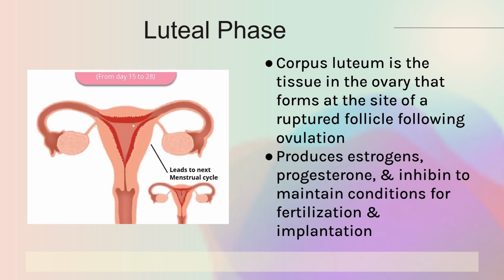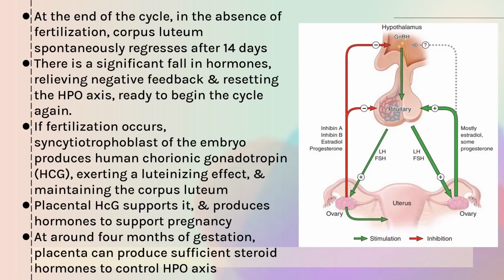of the menstrual cycle. At the end of the menstrual cycle, in the absence of fertilization, that corpus luteum naturally regresses after approximately 14 days. This regression results in a significant decline in hormone production, which alleviates that negative feedback mechanism, and it resets the HPO axis, preparing it for the start of a new menstrual cycle.